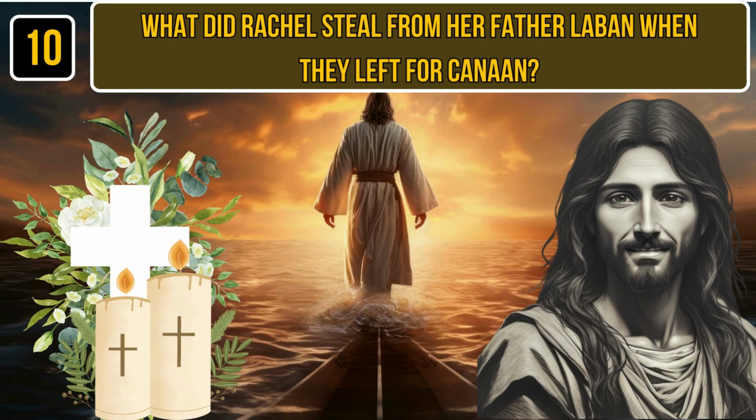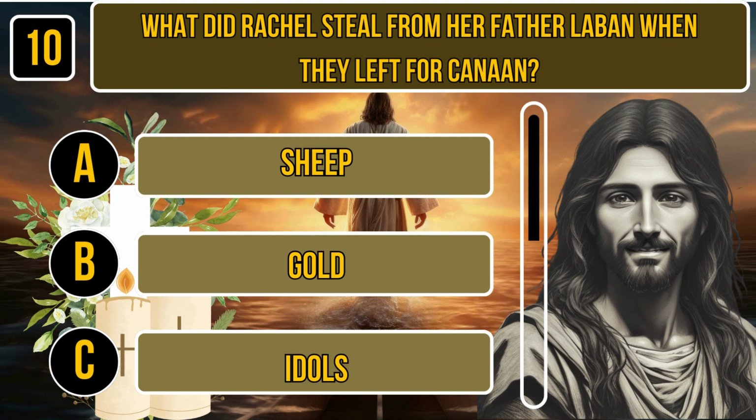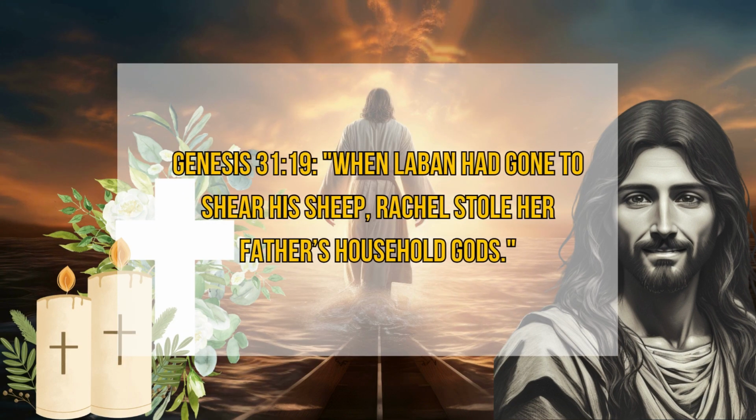Question number 10. What did Rachel steal from her father Laban when they left for Canaan? A. Sheep. B. Gold. C. Idols. Time for thinking. The correct answer is idols. Genesis 31:19. When Laban had gone to shear his sheep, Rachel stole her father's household gods.